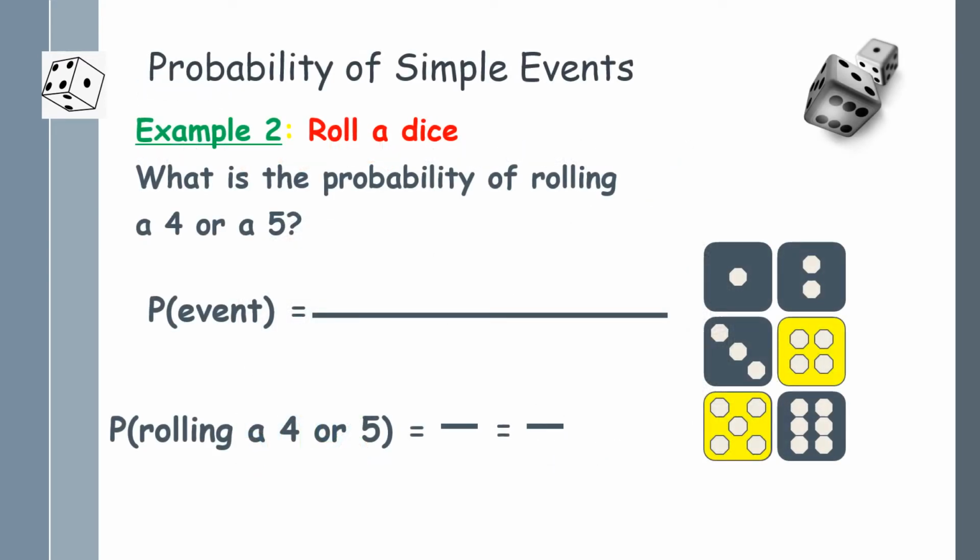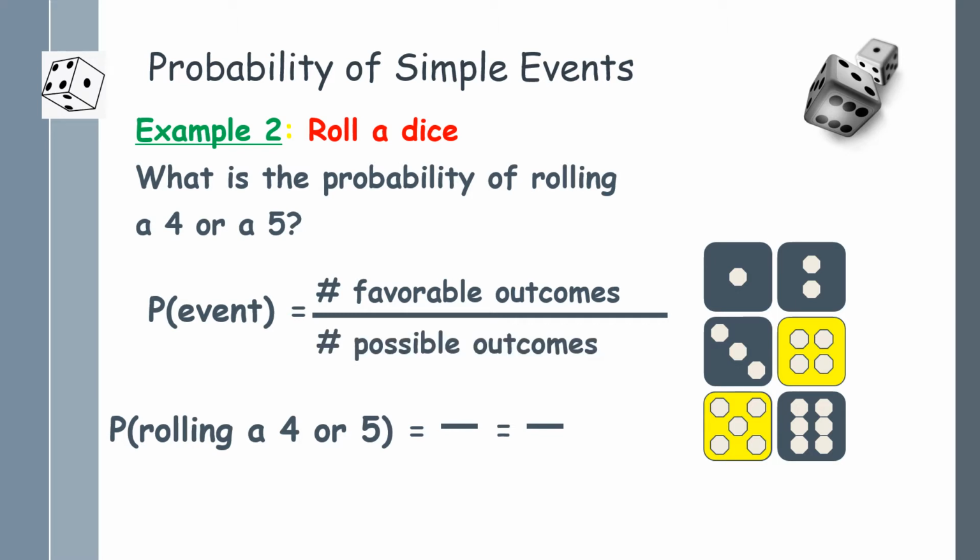Let's try another example. Example 2 is about rolling a dice. What is the probability of rolling a 4 or a 5 on a dice in one roll? Let's review first. What will be our numerator? Our numerator is where we'll put our favorable outcomes. What will we make for our denominator? Yes, we need to do the number of possible outcomes. Looking at if I roll a dice 1 time, how many favorable outcomes am I going to end up with if I'm wanting to know the possibility of rolling a 4 or a 5? Yep, 2.